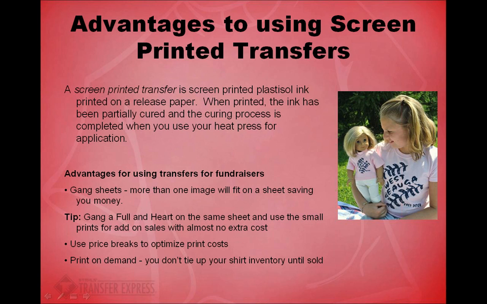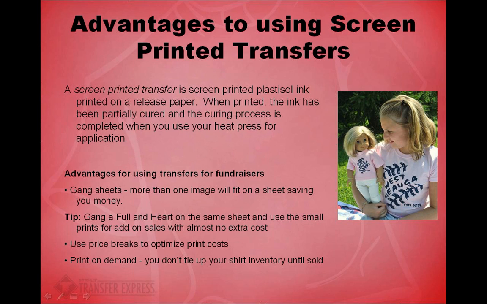A tip you see on there right underneath the gang sheet information is ganging a full-size image and then a heart size, which is like a left chest, on the same sheets and using the small prints as an add-on to sales. And that gives you almost no extra cost. As you can see in the picture of the little girl off to the right, she has the full-size logo on her shirt, and then her doll has the little logo on her shirt. I've seen a lot of that with people with bears, like Build-A-Bear and stuff like that. That's really popular. Little kids like to have the same shirt as me. They think that's the cutest thing.